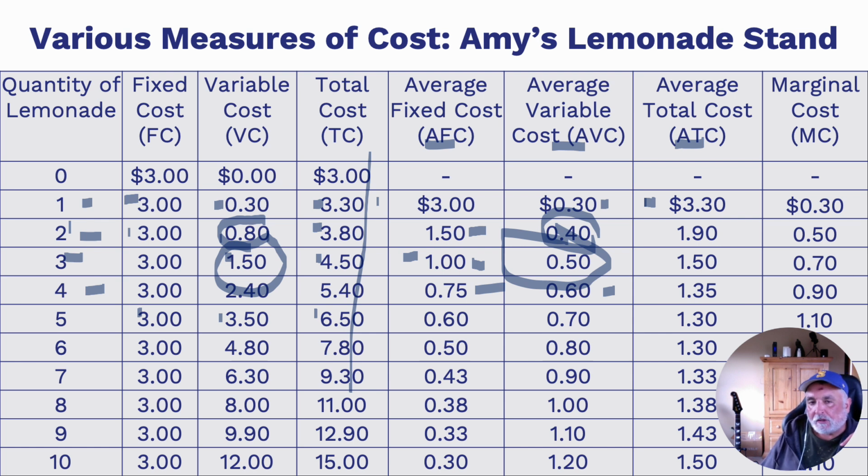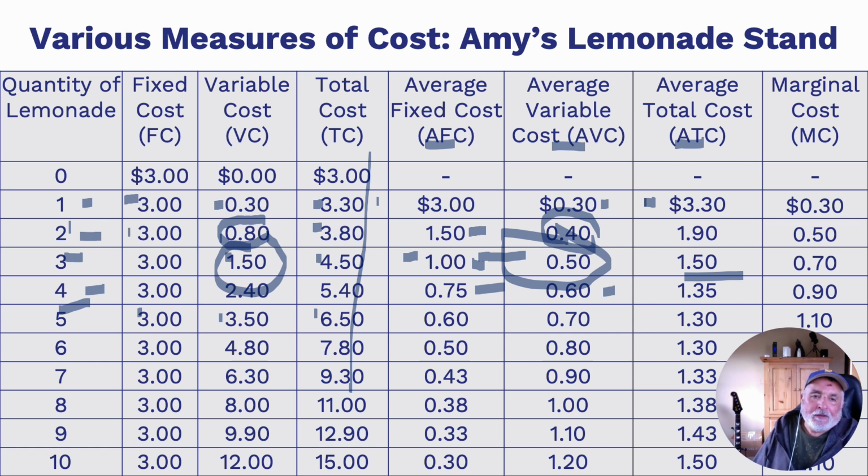For the average total cost, you can do this either way, but for me it's probably easier to add the average fixed and average variable cost, and you get the average total cost. You can also take the total cost and divide by the number of units of output, and that will give you the average total cost. It really depends on how your brain works. But anyway, that's the basics.